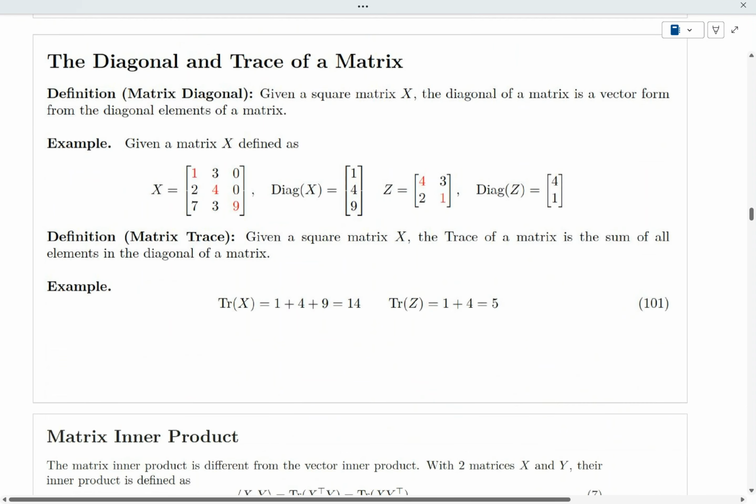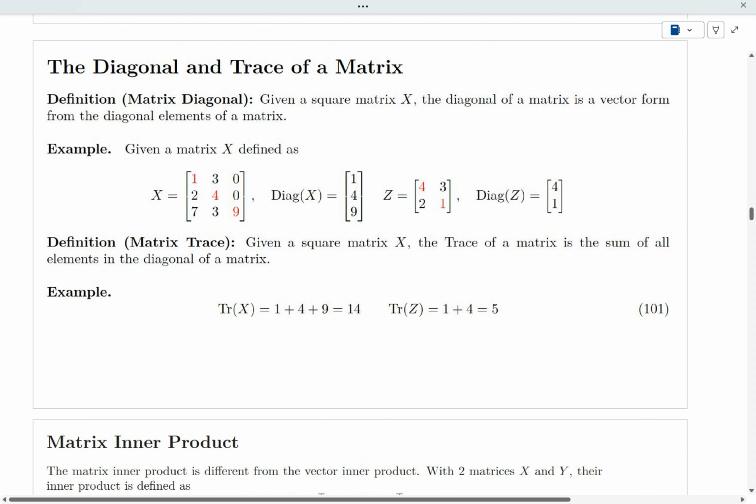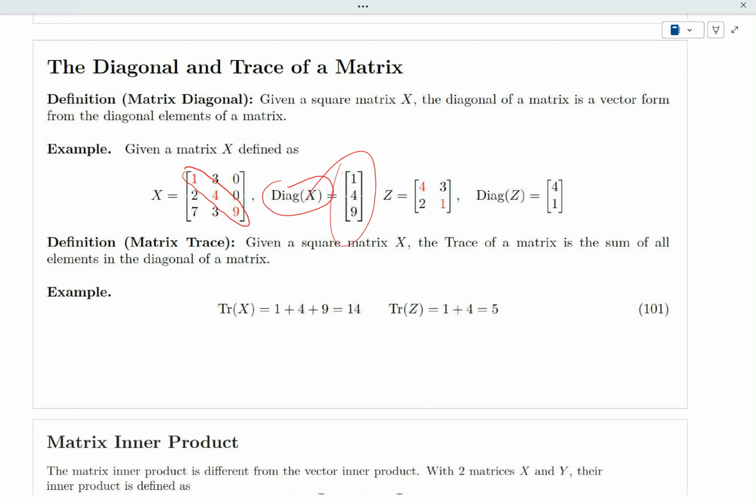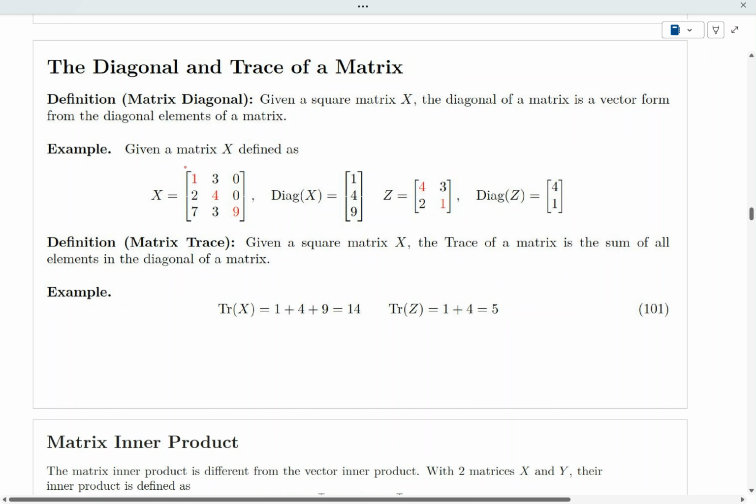Okay. Next, we have the diagonal and trace of a matrix. Well, let's say we have a matrix. The diagonal operation: if you're trying to find the diagonal of x, all you do is you take the diagonal elements and convert them into a vector, right? 1, 4, 9. Notice how this is 1, 4, 9 as well. All right, here's another example. You're trying to find the diagonal of z, which you just look at the diagonal elements, 4 and 1. Now the diagonal is always this way. Okay, it's never this way. So this way.